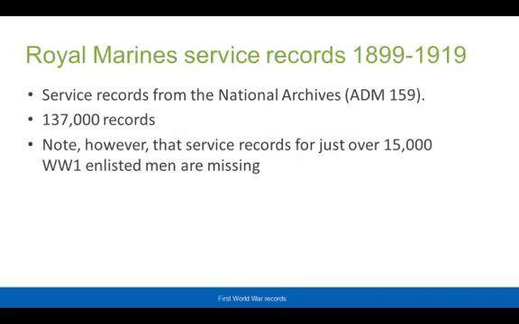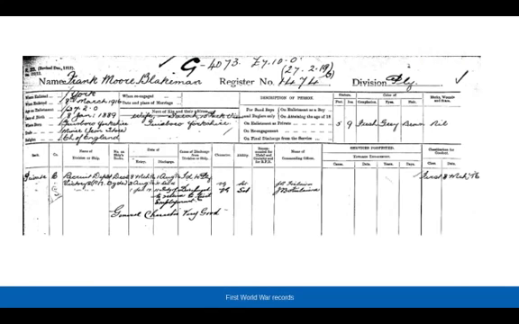Royal Marines, we've got service records 1899 to 1919, 137,000 records which are housed in ADM 159 at the National Archives. Do note though that there are 15,000 records for enlisted men missing. Not records we've missed, records that are just missing. Similar in look and feel to the Navy records.